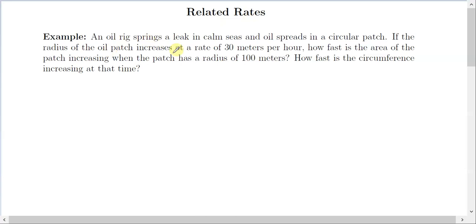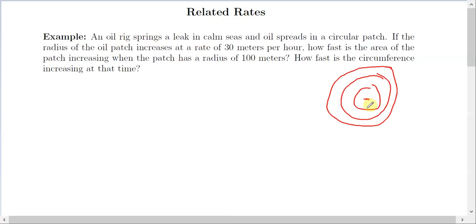Here we've got an oil rig that's out in an ocean or a sea, and it springs a leak, and once it does, you start getting these concentric circles, or this circle that's expanding and expanding in an oil spill. Now, it's a little bit idealized because certainly there's currents and whatever, and it wouldn't necessarily be a perfect circle, but we'll just get an idea of how you might try to measure how fast this oil spill is spreading. And that's what it says here.